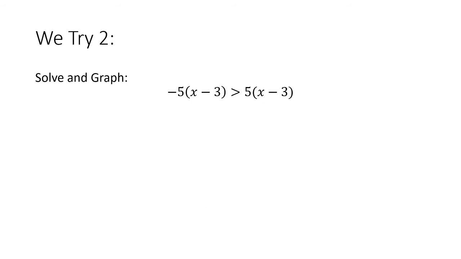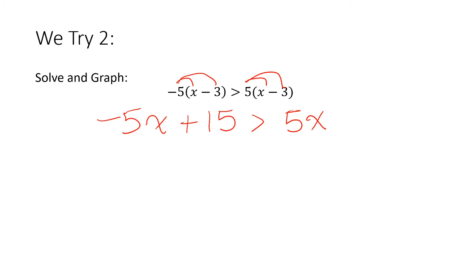Let's do this one now. This time I have barriers to break. So I need to distribute to everything inside. When I do that, negative 5 times x is negative 5x. Negative 5 times negative 3 is positive 15. 5 times x is 5x. 5 times negative 3 is negative 15.